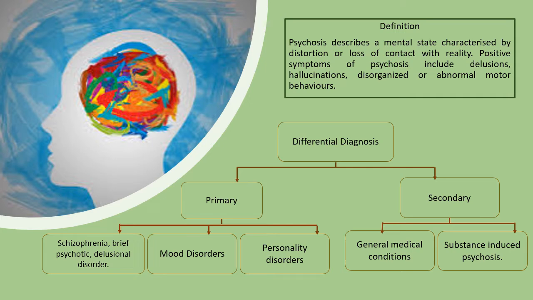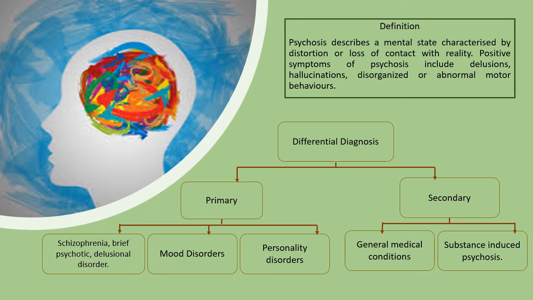We can define psychosis as a mental state characterized by a distortion or loss of contact with reality. Positive symptoms of psychosis include delusions, hallucinations, and disorganized or abnormal motor behaviors. It's important to make a differential diagnosis considering primary and secondary causes.